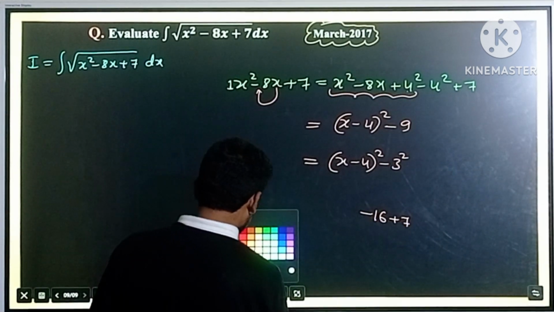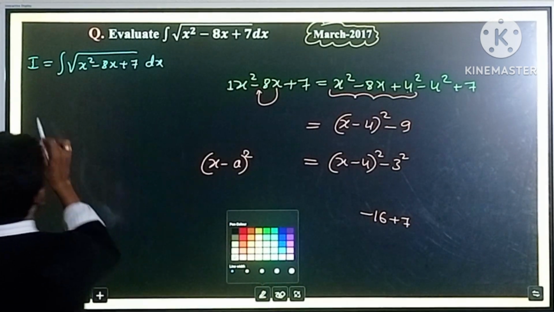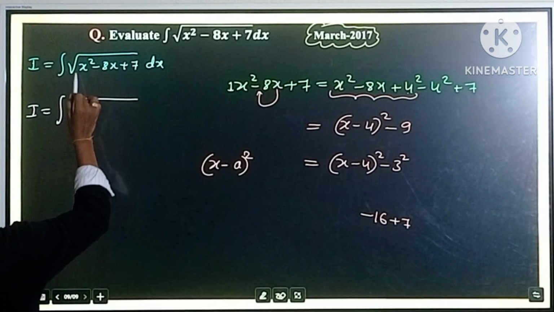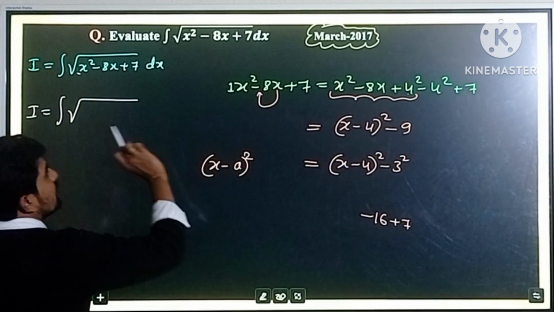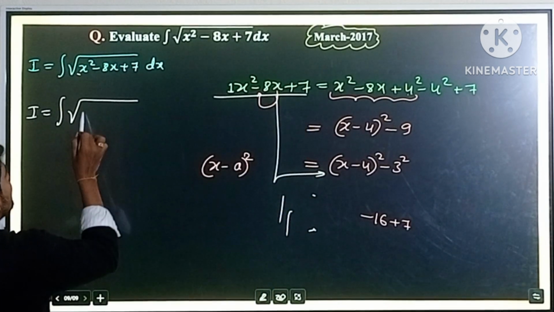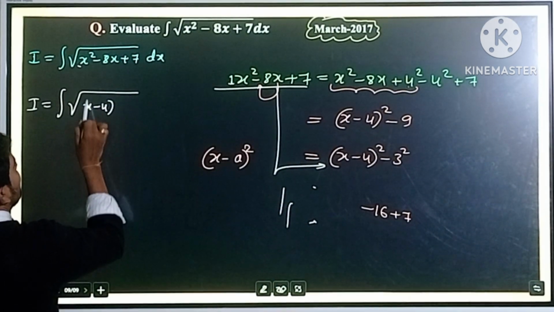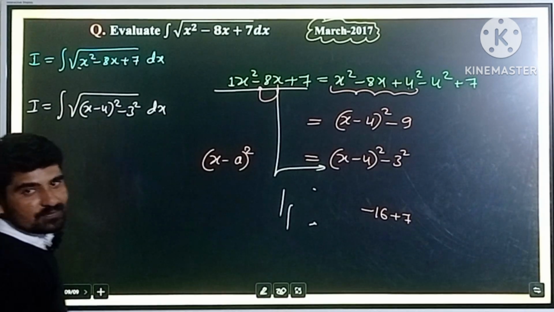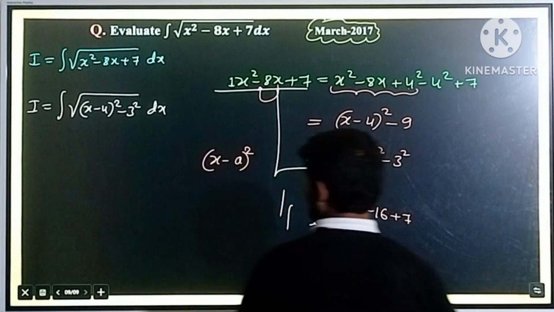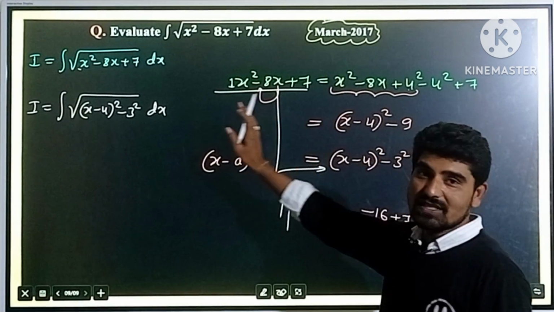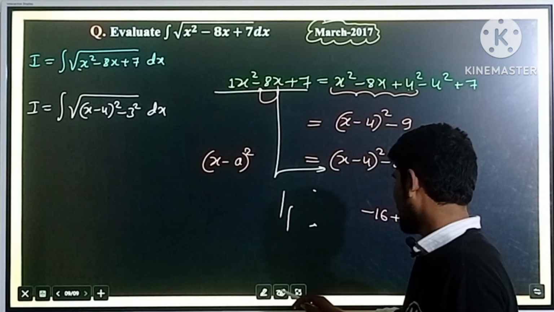Therefore, the given integration problem becomes I equals the integration of the square root of this quadratic expression x square minus 8x plus 7, which equals the square root of x minus 4 whole square minus 3 square with respect to x. I hope all of you understood how to convert the quadratic expression to the standard function form.